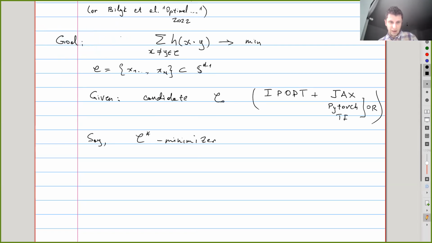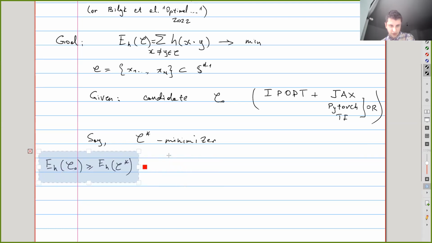Let's write E sub H of C for it. That means you have the obvious inequality: the energy of this H interaction of C0 is at least the energy of C star. So that's the beginning of your chain of inequalities. How are you going to estimate it?